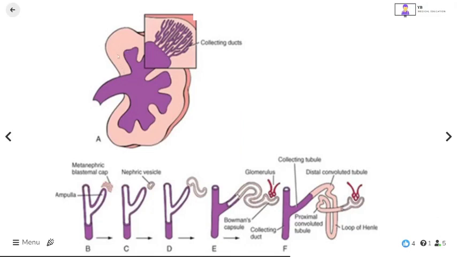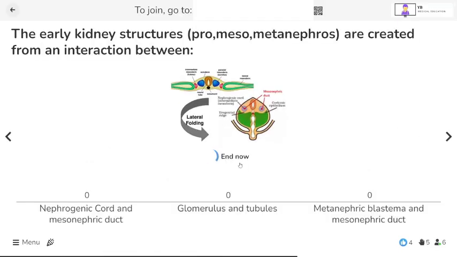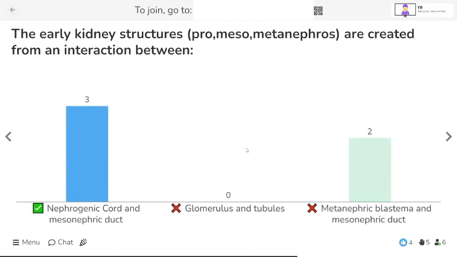Okay. This is another picture to remind you that the kidney is two parts. The tubules and the nephron, right? And this is the metanephric blastema, which fuses with the ureteric bud that comes from the mesonephric duct. And this is from the glomerulus up to the distal convoluted tubule. Okay, go ahead and solve this question. Okay, people answered here. Okay, all right, guys.